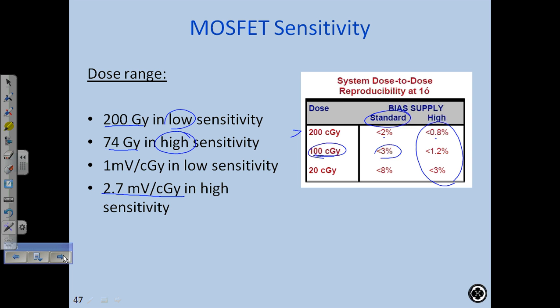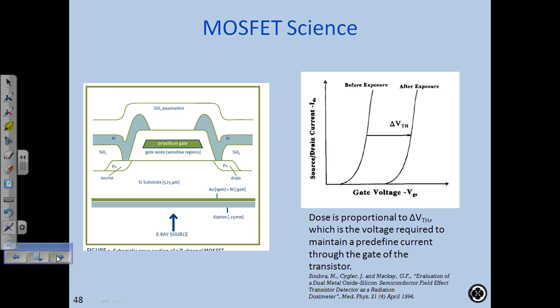And then this is just a schematic of what a MOSFET looks like. The way a MOSFET works, dose is proportional to this delta V. And delta V is the voltage that's required to maintain a certain amount of current through the gate. You know, the MOSFET has a gate, a source and a drain. To maintain a certain current through the gate of the transistor, you need a certain amount of voltage. So as the MOSFET gets irradiated, to maintain that current, because of the radiation damage, you need more and more voltage.